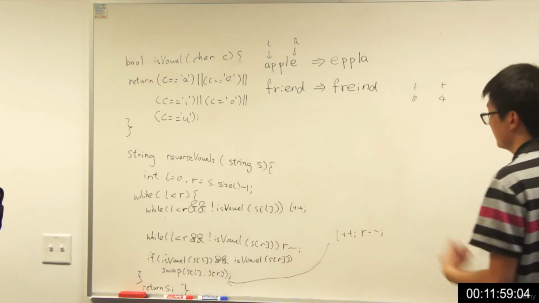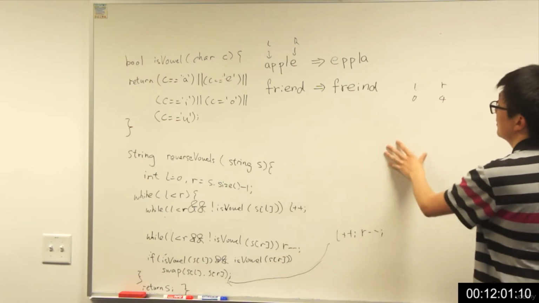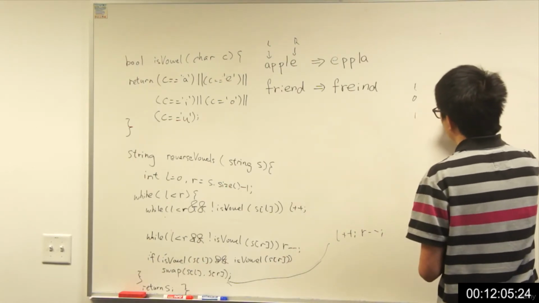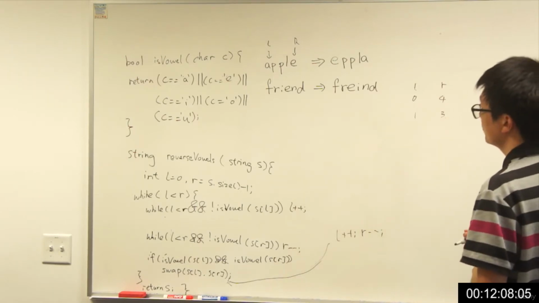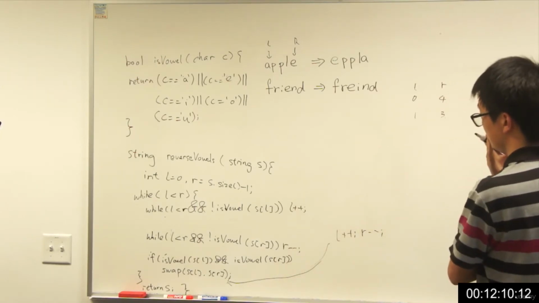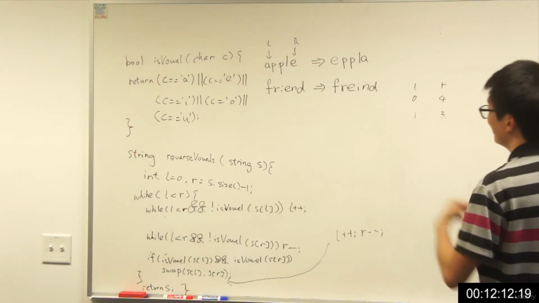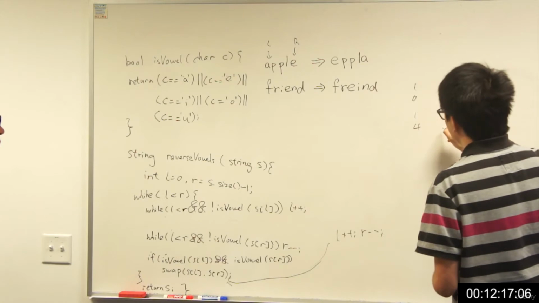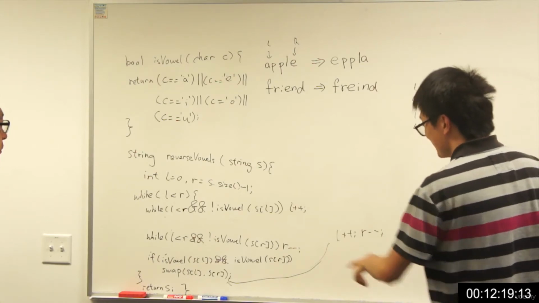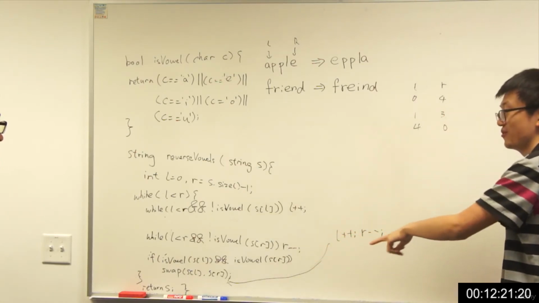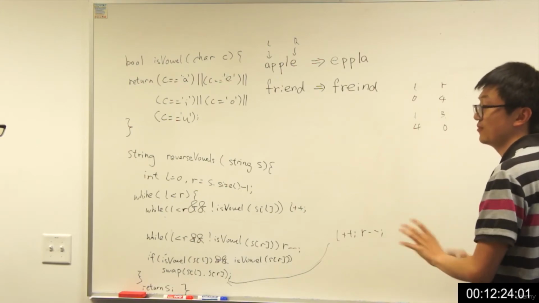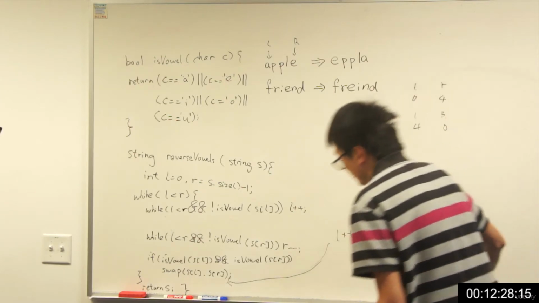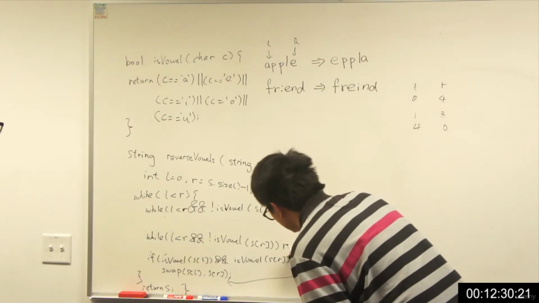So if we add this line here, L becomes 1 and R becomes 3. And after the second time doing the loop, L will become 4 and R will become 0. Which means I have to add another check here whether L is less than R, then we do the swapping. Otherwise it's still going to swap.